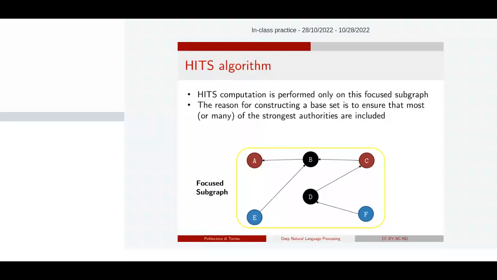The reason why we want to construct this base set by including both outgoing and incoming links is because we want to define those two pieces of information: the authoritativeness of a node and the hubness of a node.